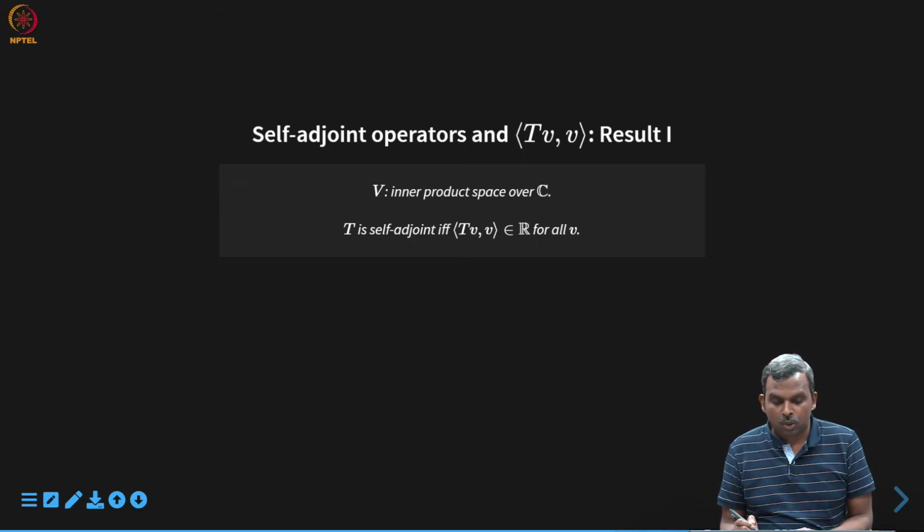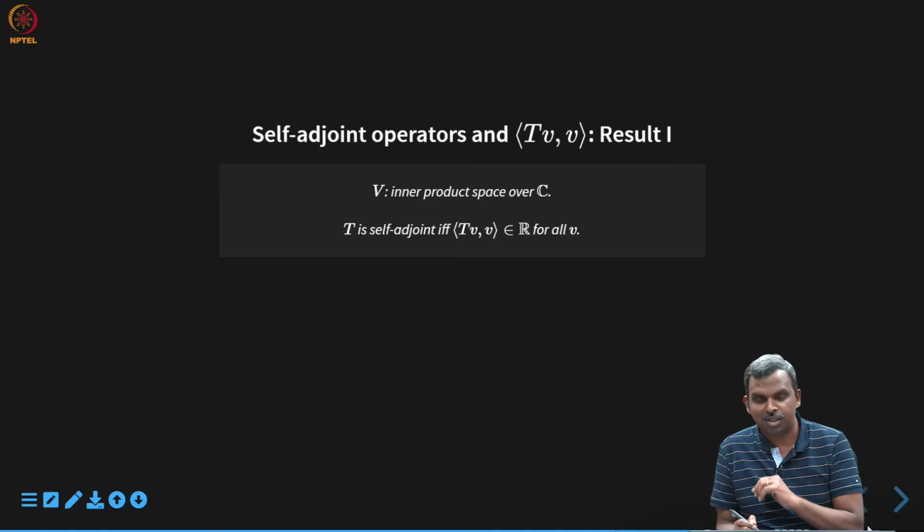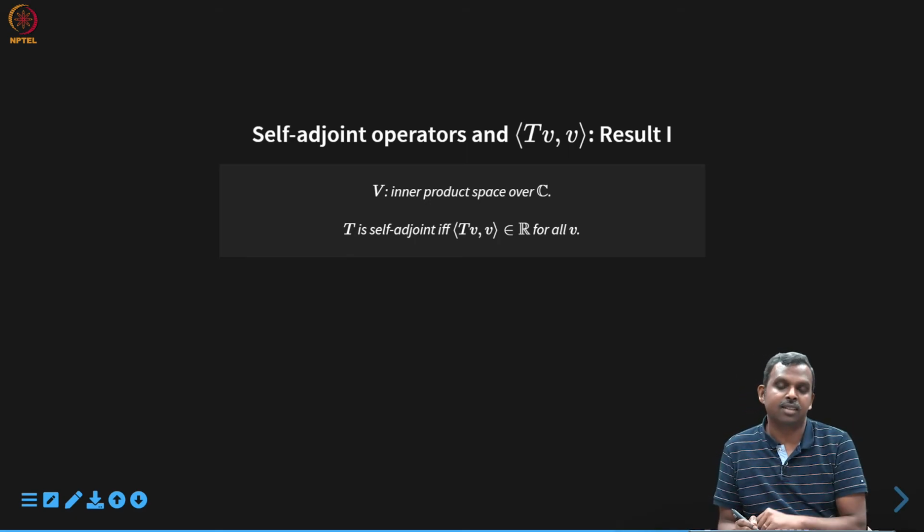Okay, so we saw before that if T is self-adjoint, ⟨Tv, v⟩ is real. So that was an easy thing to prove for us. It turns out the converse is also true. Okay, what is the converse? If ⟨Tv, v⟩ is real for all v, then T is self-adjoint also.